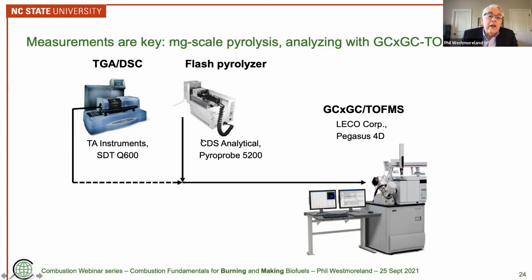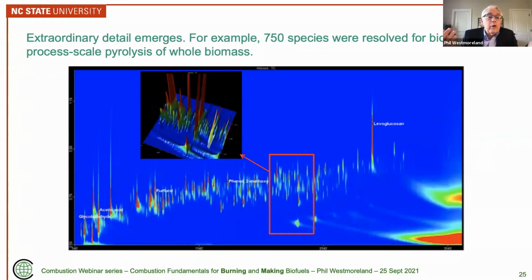Main tool, though, is a flash pyrolyzer. This is a Pyroprobe pyrolyzer that we're using here, with the key analytical instrument being two-dimensional GC mass spec with time-of-flight mass spec data. One chromatogram, I think, makes the point pretty quickly. The amount of detail that you get out is pretty extraordinary.